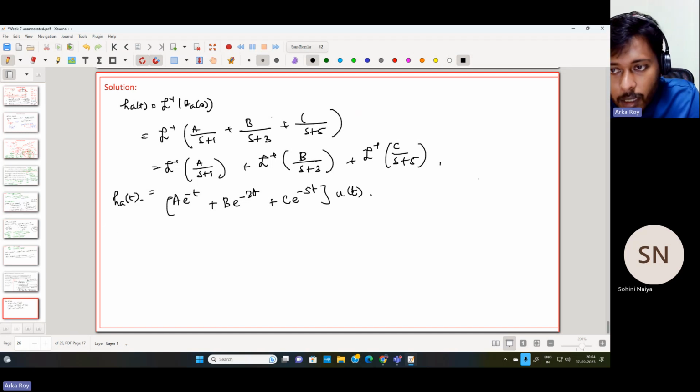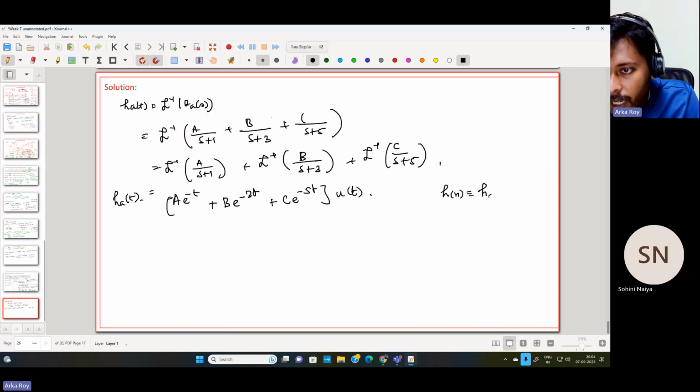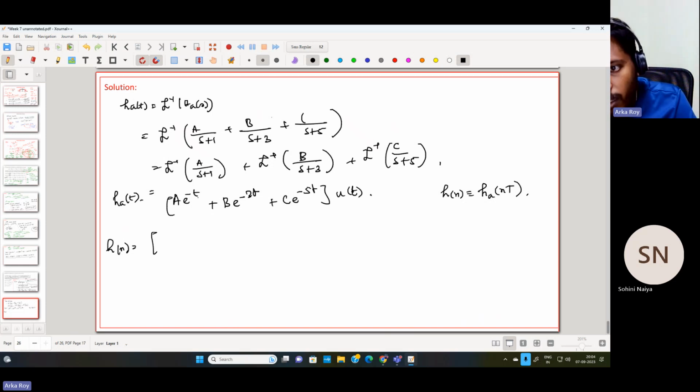Now I can get h[n] by taking the samples with a period of T, which is given as h(nT). So I can write h[n] equals, in place of t, I will be using nT. So A e to the power.